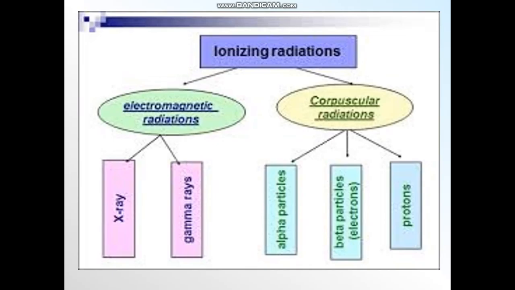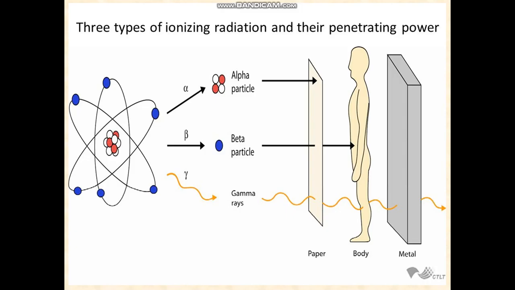Strontium, 29 years. Iodine, 8.5 days. Radon, 3.8 days. Physical characteristic of alpha, beta, gamma radiation.